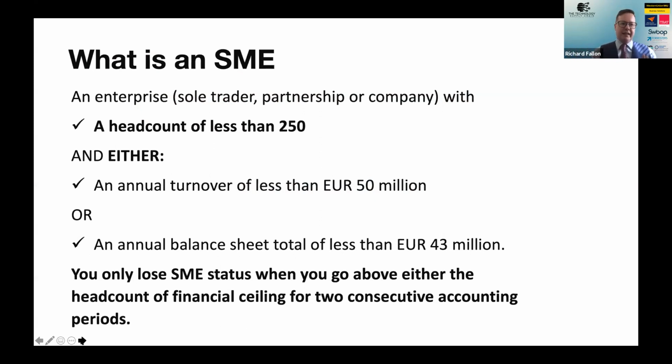So basically, it's an enterprise with a headcount of less than 250 people. That headcount is a hard number. And then it's either an annual turnover of less than 50 million euros or an annual balance sheet total of less than 43 million euros. So that's probably most of the people on the call here, I suspect. But it's good to know. With that finance, it could be one or the other. The headcount is the hard barrier.